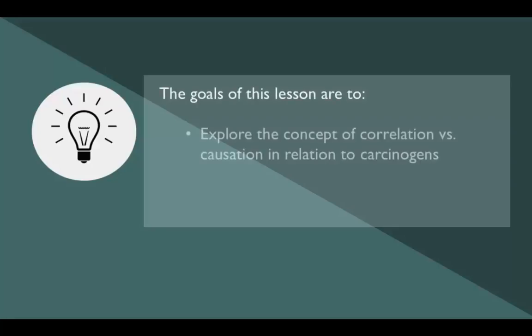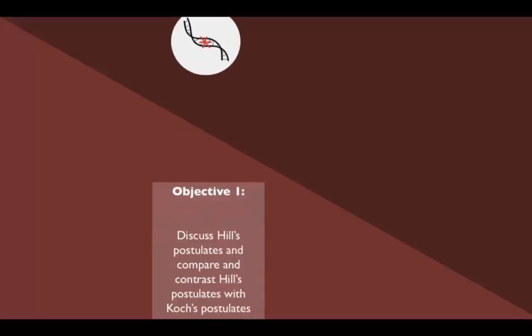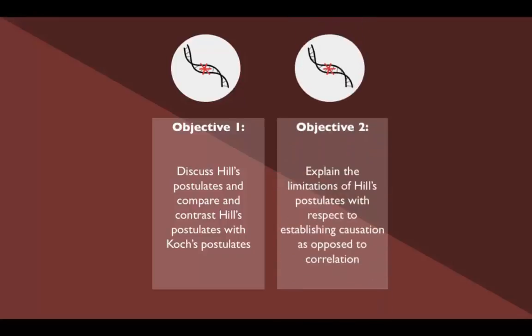The goals of this lesson are to explore the concept of correlation versus causation in relation to carcinogens, and to introduce challenges to determining causes of cancer. At the end of the lesson, the student should be able to discuss Hill's postulates, compare and contrast Hill's postulates with Koch's postulates, and explain the limitations of Hill's postulates with respect to establishing causation as opposed to correlation.